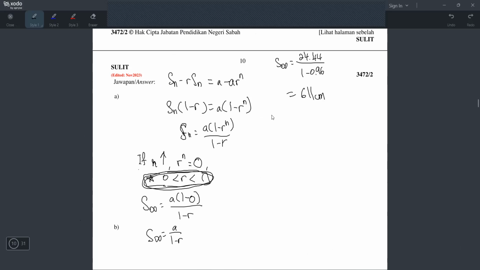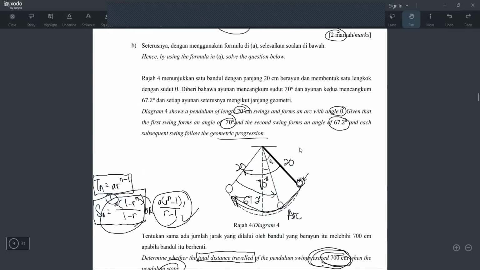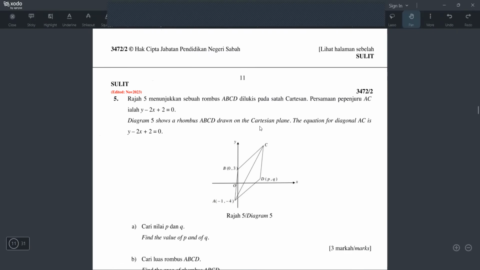So we will say no, comma, the total distance traveled is less than 700 cm. And then, no, the total distance traveled by the pendulum will not exceed 700 cm. So this is how you get full marks. This is how to do this question.